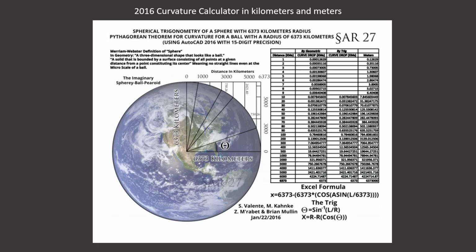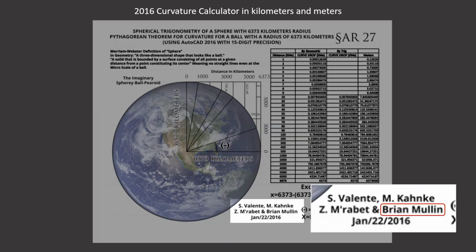Now, this is really the same calculator except it's using kilometers and meters. And they also reference AutoCAD and Excel. But down here is the trigonometry that I'm going to use for my calculations. And here's a little bit of trivia. Does the name Brian Mullen ring a bell?